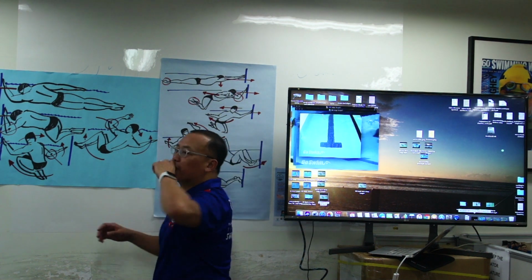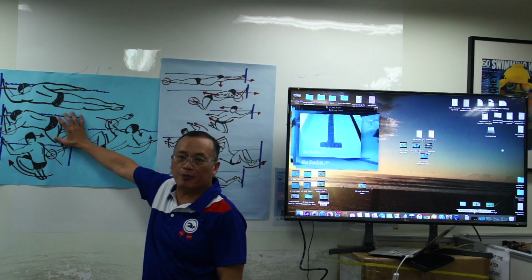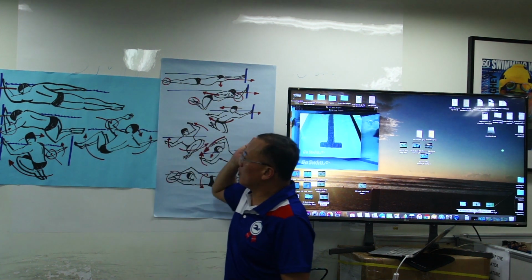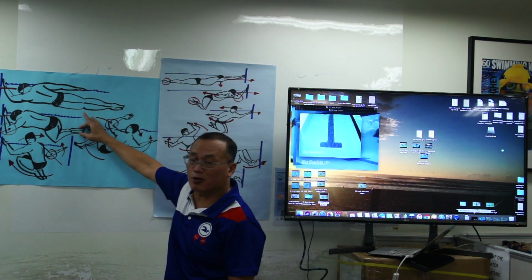Okay, now we go to that figure. Okay, the illustrations that I have prepared for you. As what was shown in the video, we're going to pinpoint all those details to focus on when we're doing that open turn. So this is a practice touching with one hand.